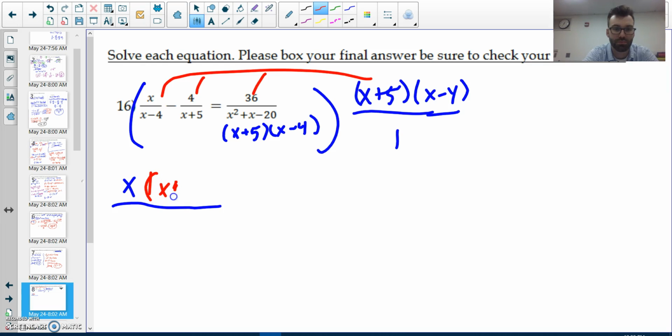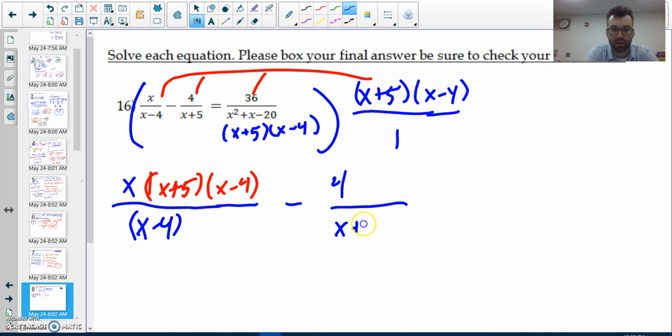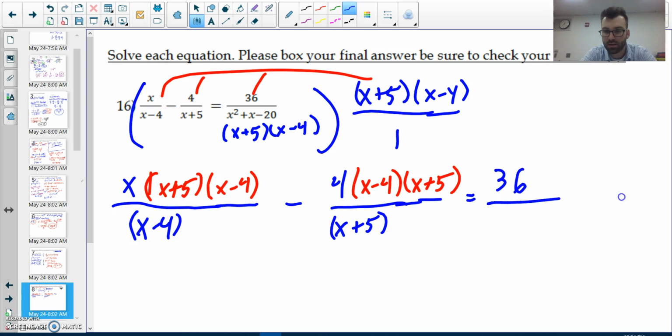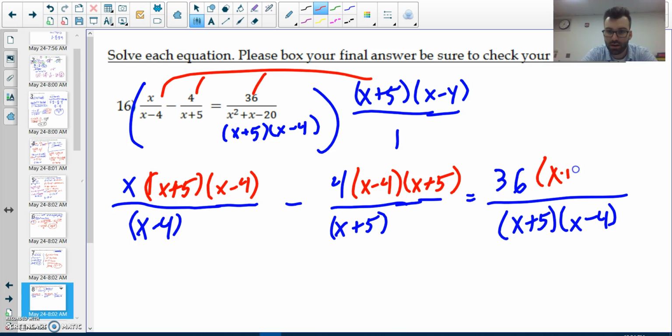So I have x times x plus 5 and x minus 4 all over x minus 4, minus 4 over x plus 5, times x minus 4, x plus 5, equals 36 over x plus 5, x minus 4, and these are coming back, x plus 5, x minus 4.